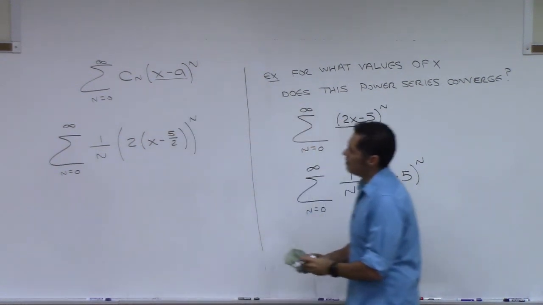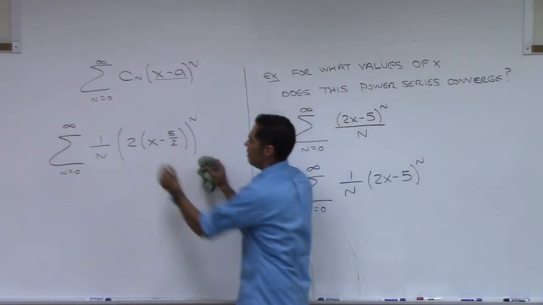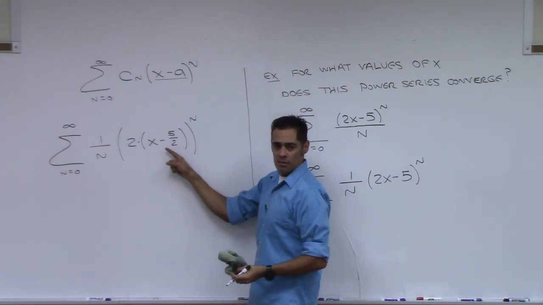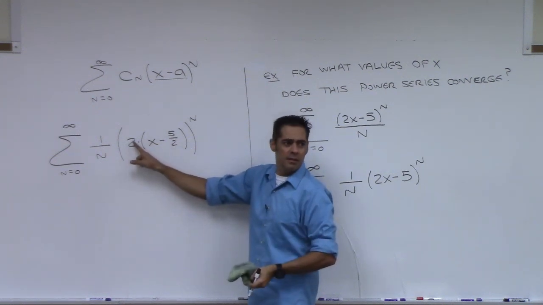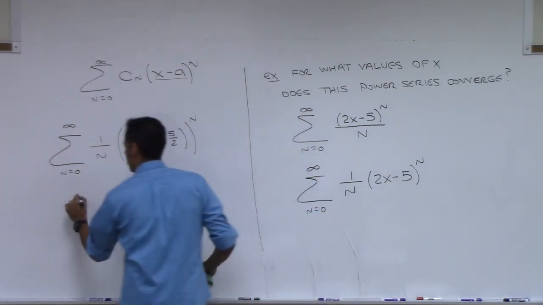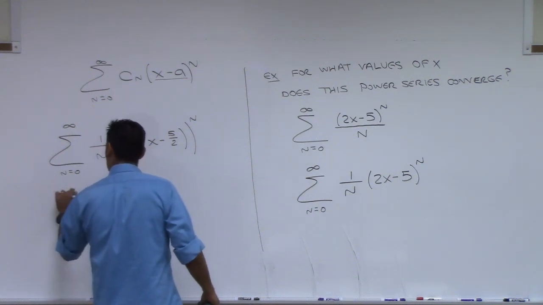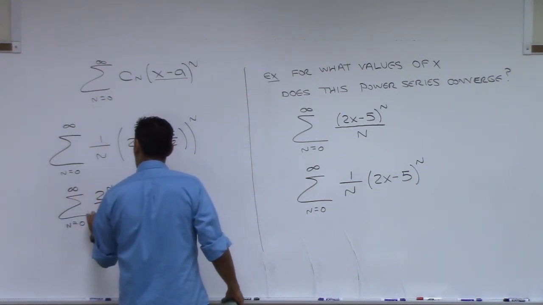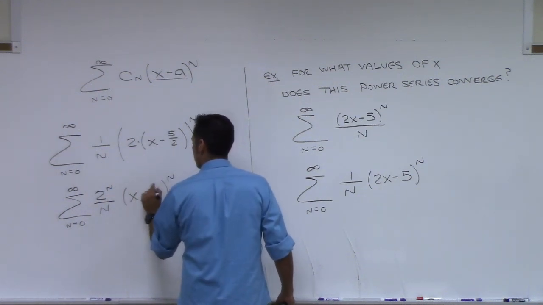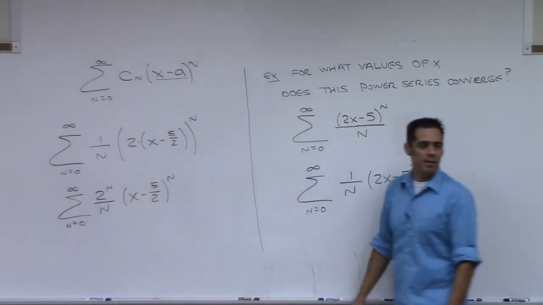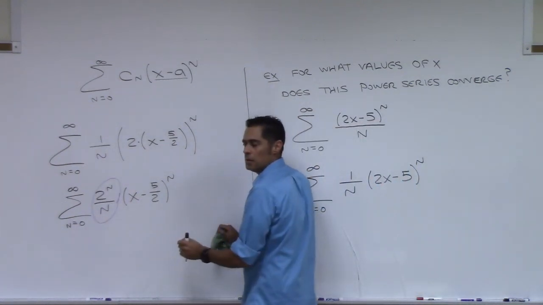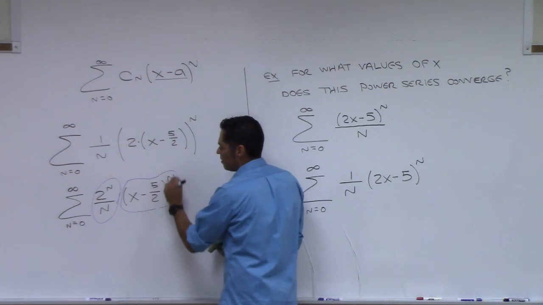N. So what about that 2 to the n, or this 2 right here being multiplied? I can do the n on that and the n on that, can't I? So that 2 to the n is a constant. It's controlled by n, but it's a constant. So I'm going to pop it out here with this. So this is going to become sum n equals 0 to infinity, 2 to the n over n times x minus 5 halves to the n. And now you have a power series. This is your c sub n, right? And this is your x minus a to the n.